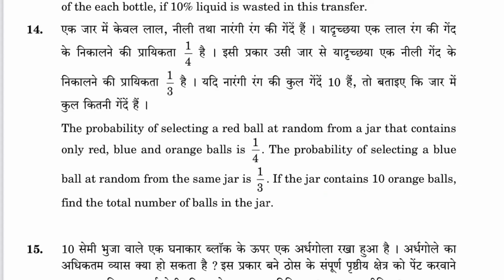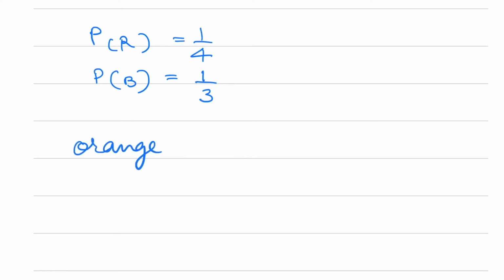Question number 14. In this question, they are giving the probability of selecting a red ball, and the jar has only red, blue and orange balls. This is equal to 1/4, and the probability of selecting a blue ball from the same jar is 1/3, and orange balls are 10, and we have to find the total number of balls.